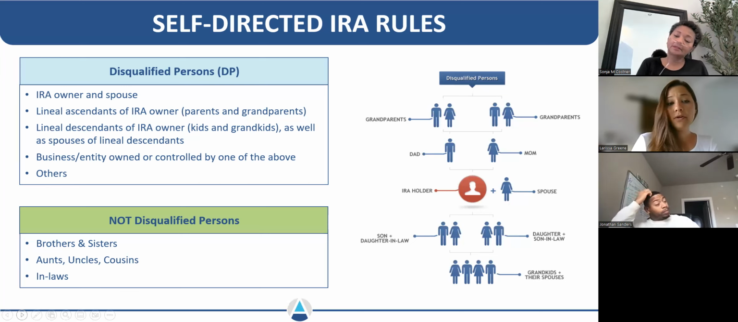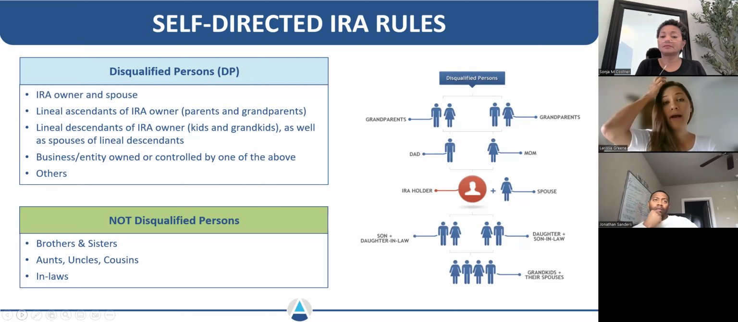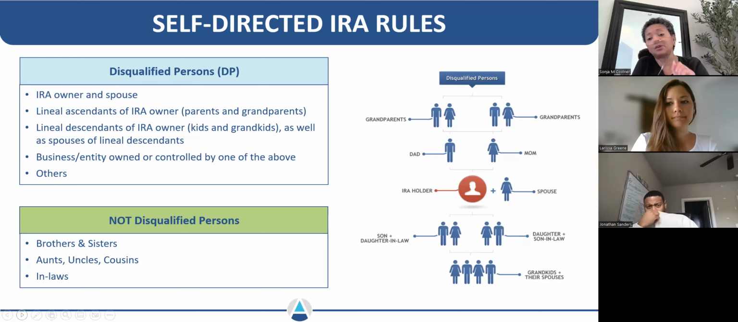Yes. And even further to that, something like a primary beneficiary on your account, even if they're unrelated to you, they do become a disqualified person. So if I made my best friend my primary beneficiary, she is prohibited from transacting with my IRA. And why is that? Well, when something happens to me, she's going to inherit the account and now it becomes hers. And so that automatically makes her a prohibited or disqualified person to deal with my IRA. So typically siblings would not be disqualified, but if they become a beneficiary, then they become disqualified.